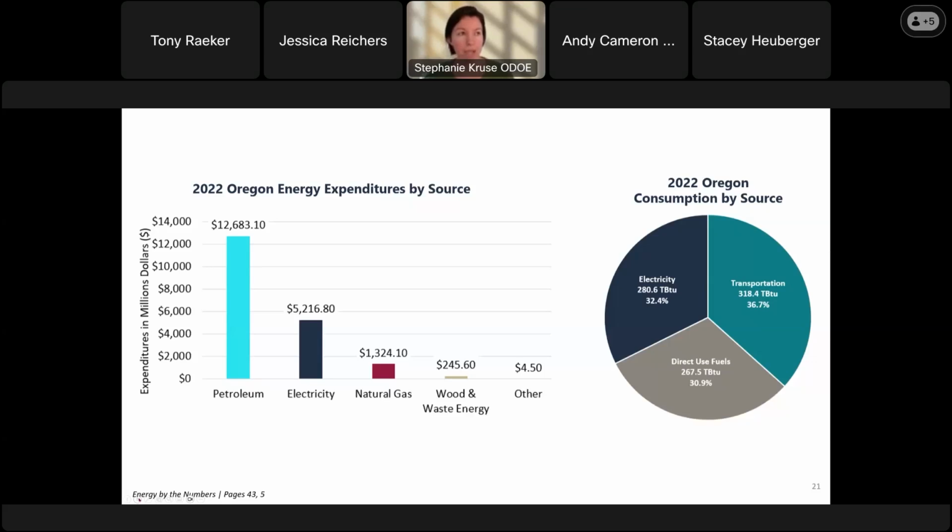I hope you've enjoyed these charts. There's a lot more where that came from. You can check out our full report on our website to see even more data and analysis on energy in Oregon. Jessica, do you have any questions on the energy by the numbers section from the chat?